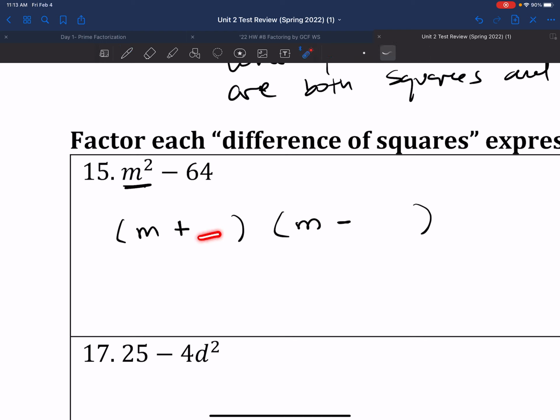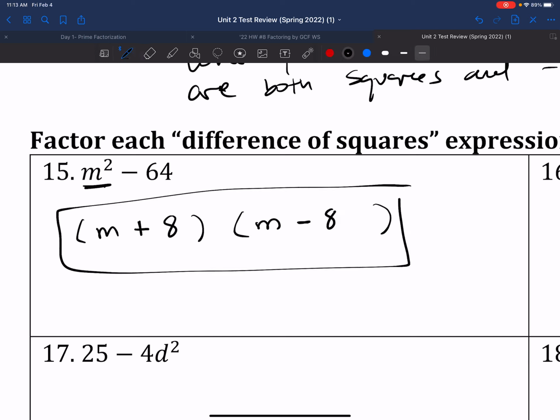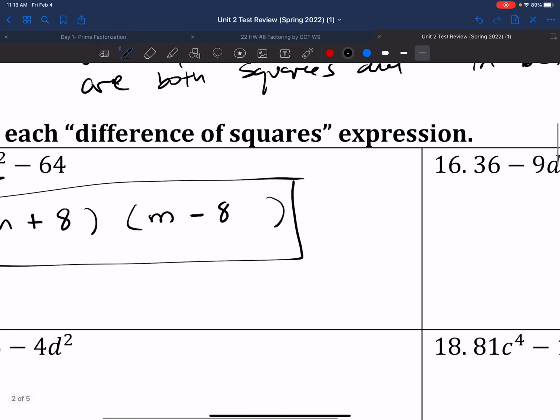And then, okay, what times what will give me 64? Well, 8 times 8 is 64. And 8 squared is 64, right? That is what you call a square. So, there you go. This is my answer.